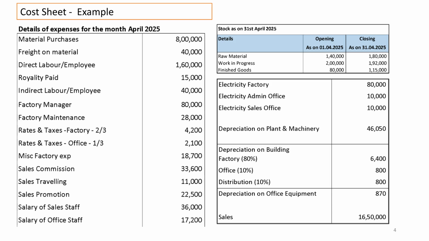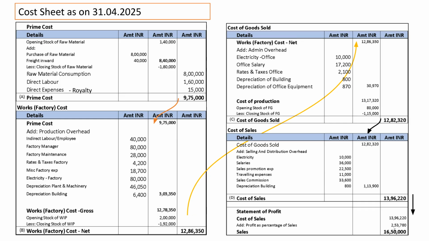Now we will put these numbers in the cost sheet as per their respective classification. Here we will plot all the numbers given in the question. Let's begin with prime cost. First we take the value of opening stock of raw material, then add the value of purchases and freight inward, and deduct closing stock, and we get raw material consumption. Then take direct labor and direct expenses, that is royalty, to get the prime cost.